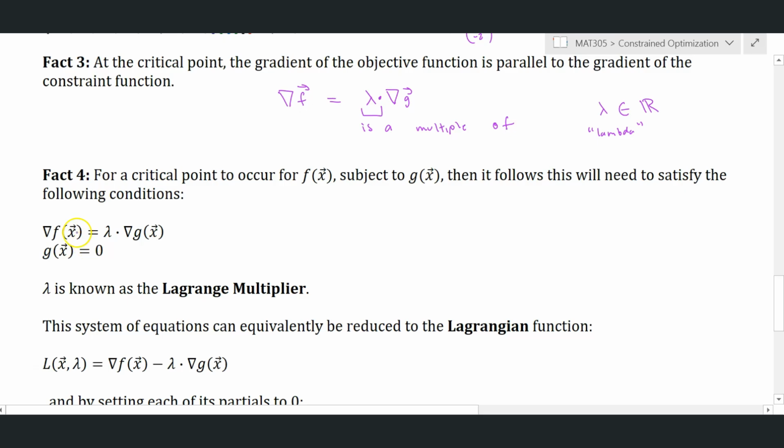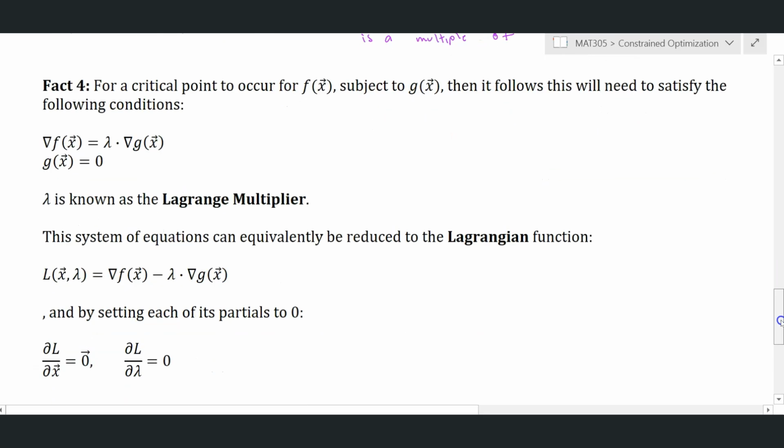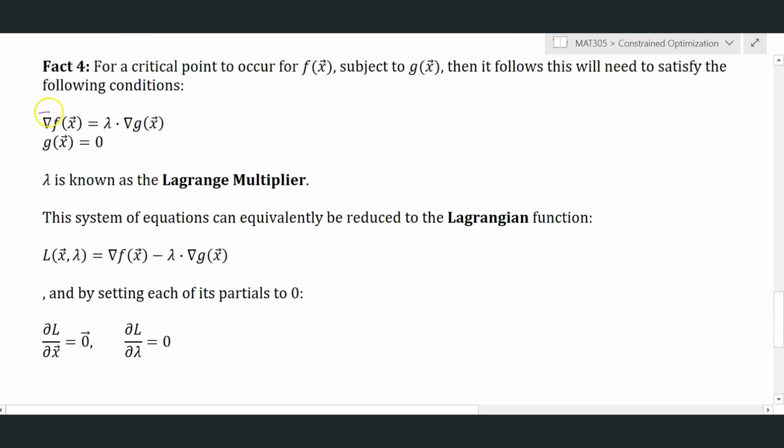I'll come back to this in a moment because our constraint is set equal to 30, but we can solve that really easily. Now, lambda is known as what we call a Lagrange multiplier, named after the mathematician. And rather than having to formulate it as these two constraints or these two equations, we can bundle this down into one equation, which is absolutely equivalent mathematically. We can prove that. It can be reduced to the Lagrangian function.